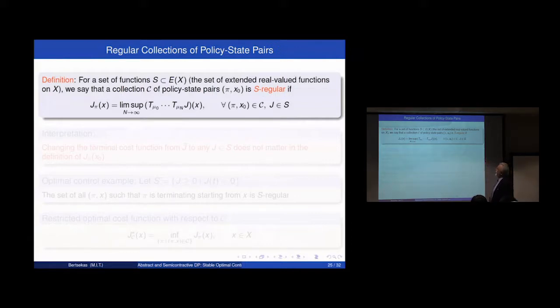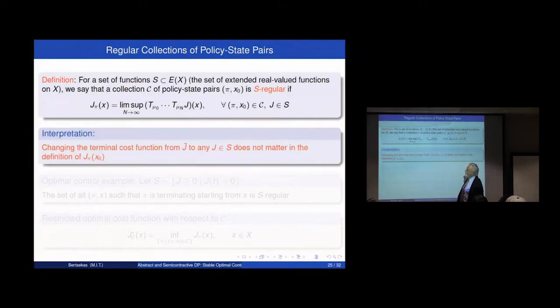What do we mean by regularity? Well, regularity involves a set of functions, S. And we say that a collection of policy state pairs is S regular if this equation holds for every J in S. In other words, if in the finite horizon cost corresponding to the policy, you change the terminal cost from J bar to J within S, then there's no change. Now, what I've written here, change the terminal cost function J bar to any J does not matter in the definition of J bar. Basically, the S regular policies are the ones that are well behaved with respect to value iteration, as long as you start value iteration from the set S.